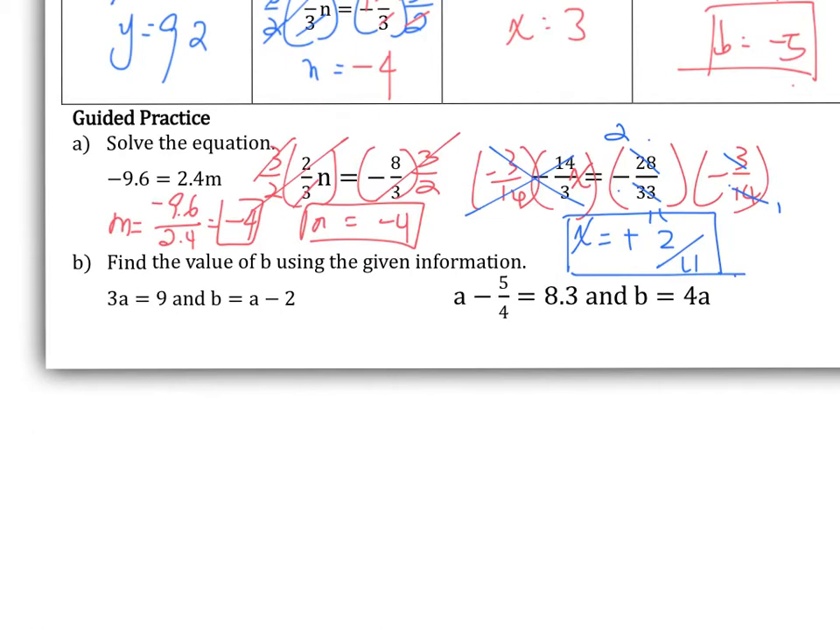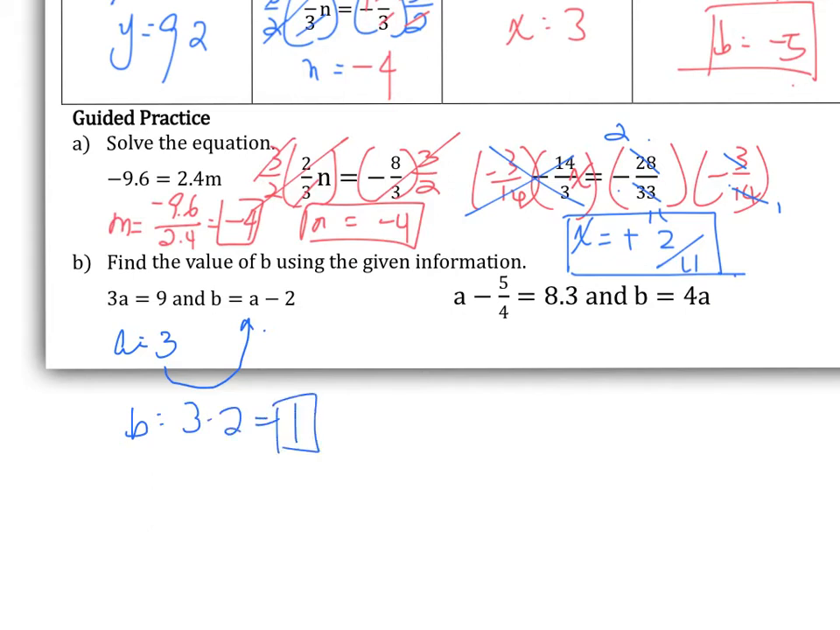And part B, find the value of B using the given information. Okay, 3a equals 9 and b equals a minus 2. So here we can solve for a. A is 3. Then we can substitute a, which is 3, into this equation. 3 minus 2 equals 1.